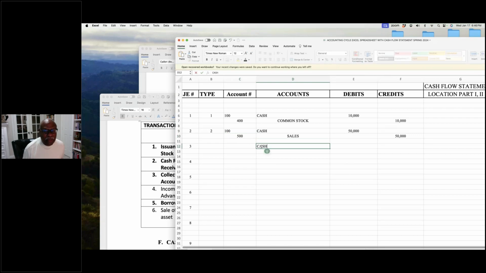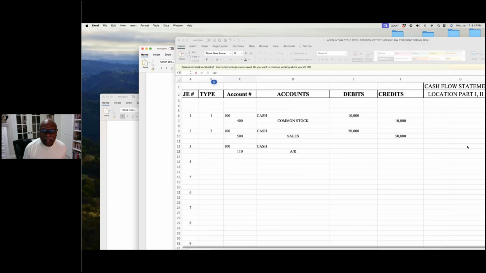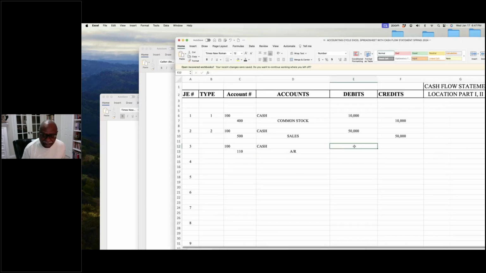Our account number for cash is what? 100. We credit the account receivable. What's our account number for account receivable? That's 110. And the amount was 20,000. Any questions?